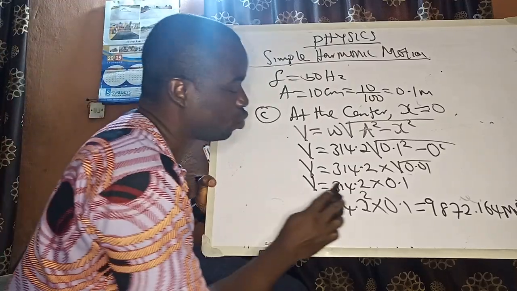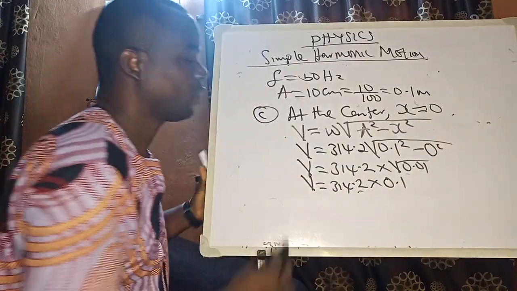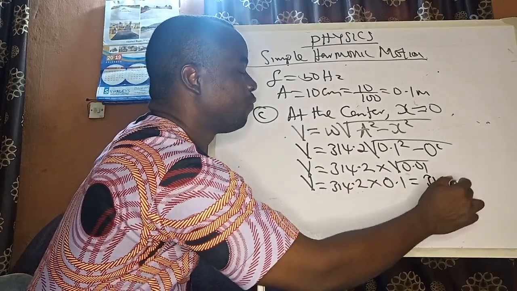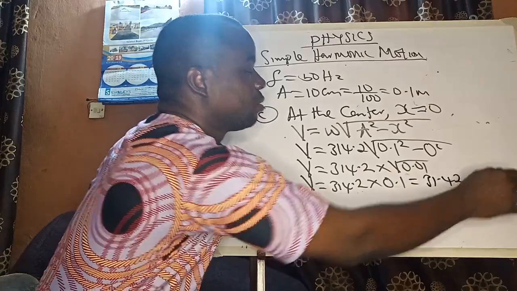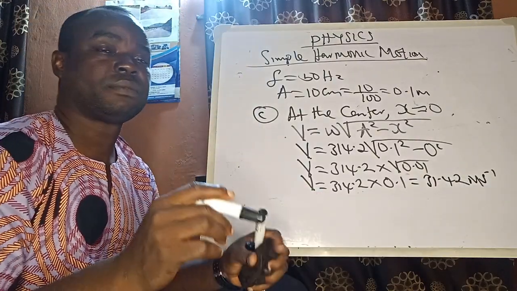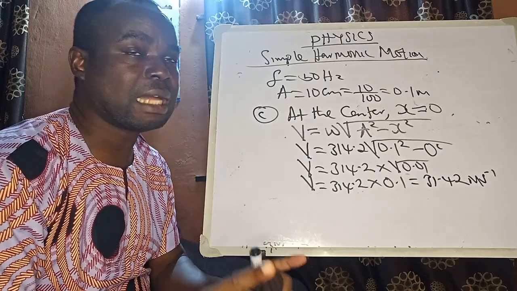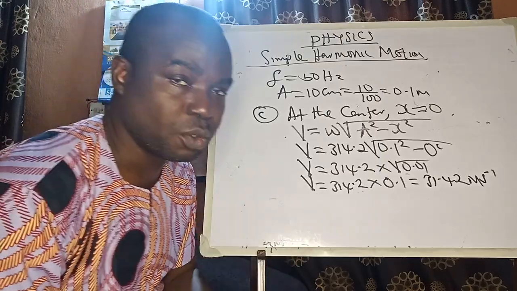If you now multiply the two, you have 31.42 meters per second. That is our velocity at the center. So please take note. At the center, x is equal to 0.